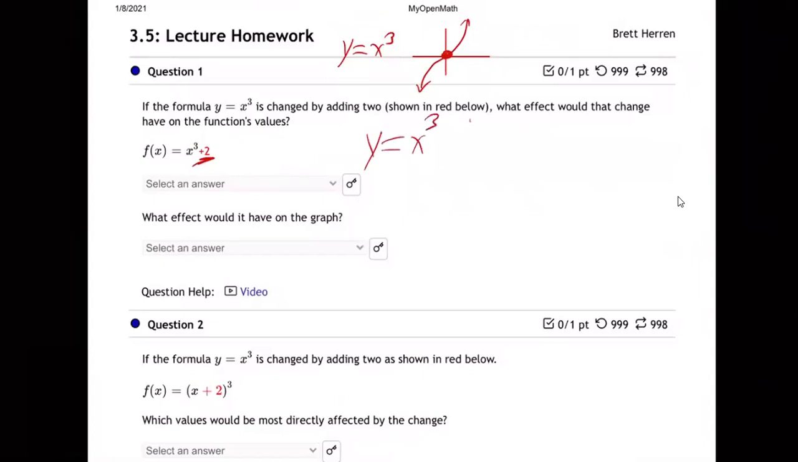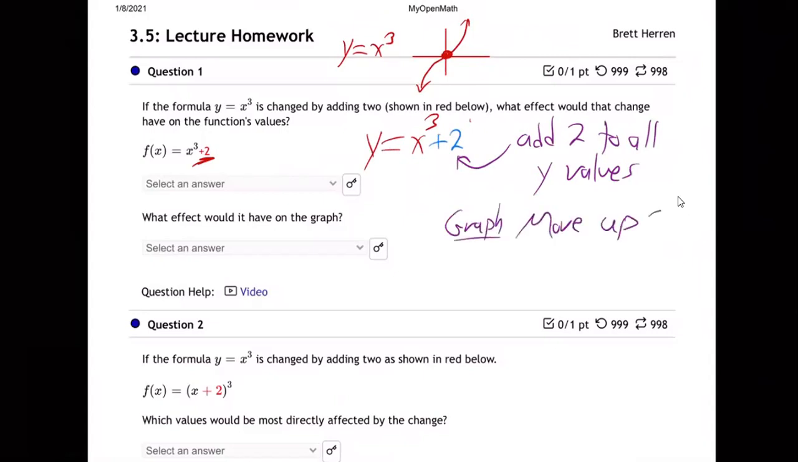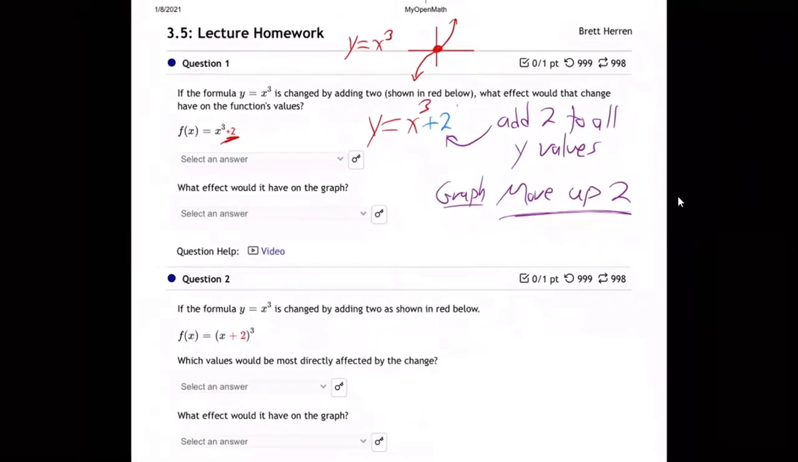y equals x cubed plus 2. What that will do is add 2 to all the y values. And graphically, the graph will move up 2. The graph will move up 2. Now you might look at this and go, no, what do you mean add to the y values? It's adding over here to the x. No, it's technically not. Look at number 2 here. That's what it means to add 2 to x.